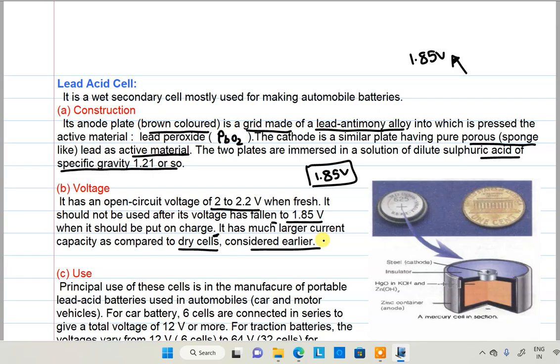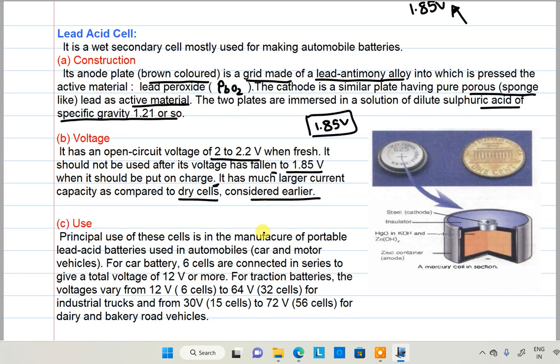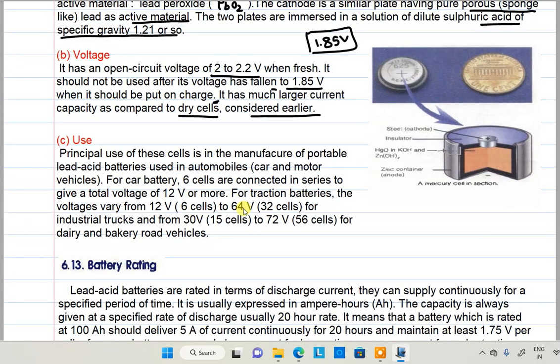Earlier we discussed the dry cells, right? Compared to those cells, it has a large current capacity. Okay, coming to the usage. So, principle of use: these cells are manufactured portable as lead acid batteries, usually for automobiles like cars and motor vehicles. And for car batteries, 6 cells are connected in series to give a total voltage of 12 volt or more.